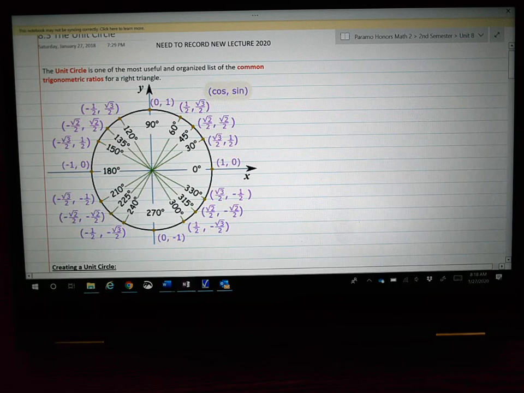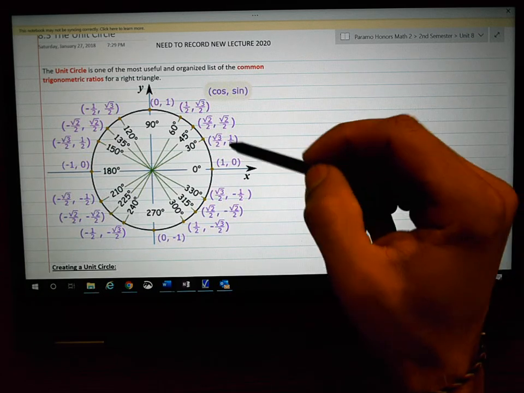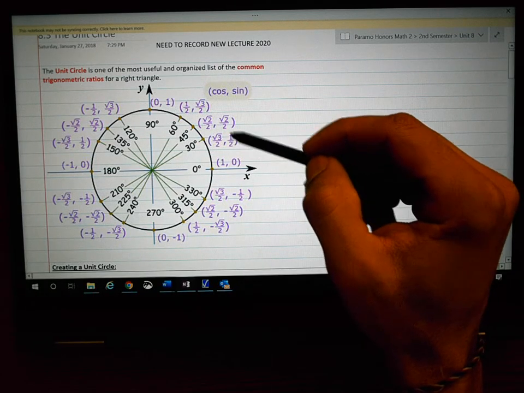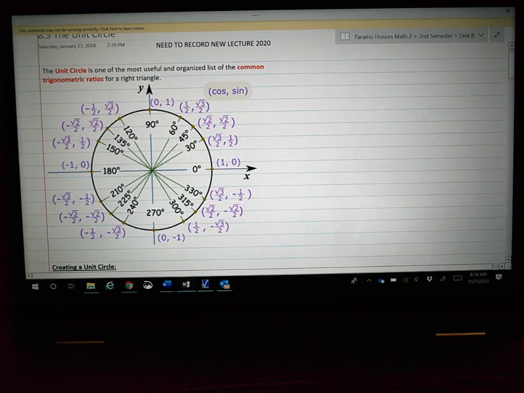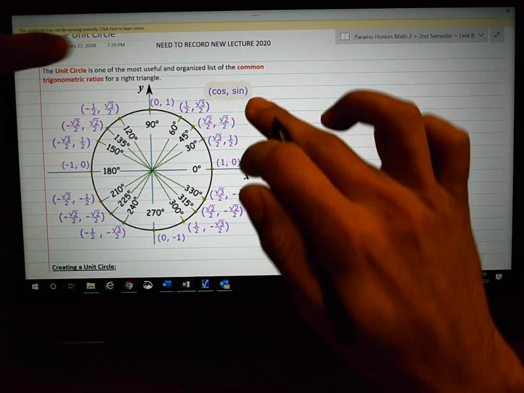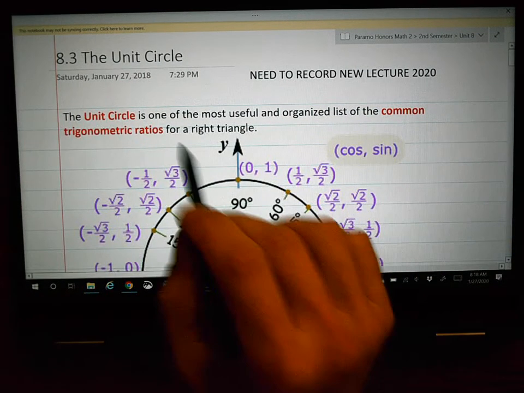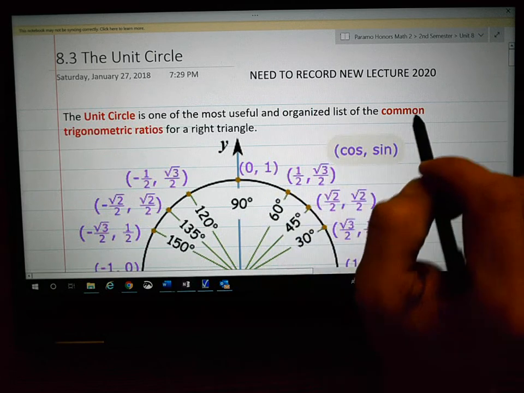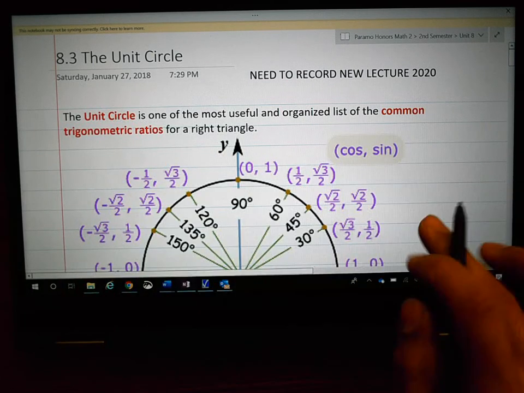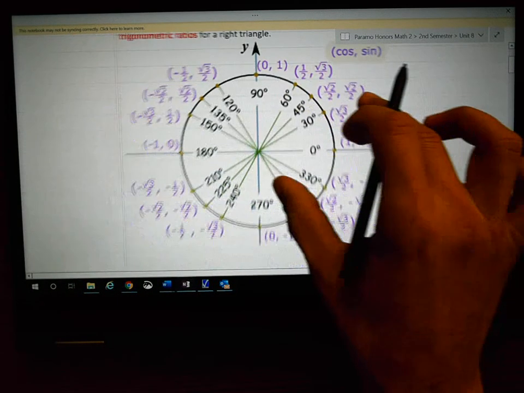You may look at this and see all these root 3 over 2's and 1 over 2's and root 2 over 2's and some negatives and things like that, and you might be like, this looks so confusing and very hard to understand, Mr. Prummel. And actually, let me just tell you what my opinion is on it. It's one of the most useful and organized lists of common trig ratios for a right triangle.